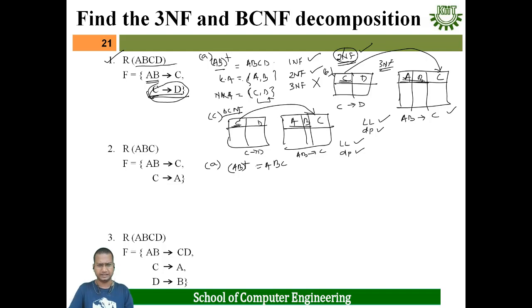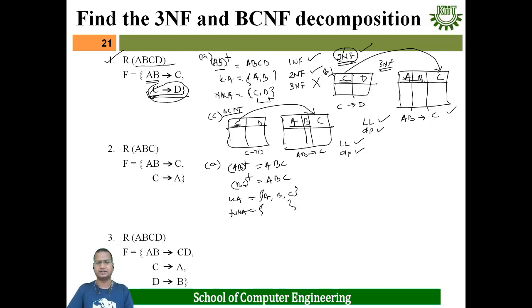Okay, then A can be replaced by C. That means BC closure will be here, ABC. Then C can be replaced by AB. That means AB and BC are two candidate keys. That means what are the key attributes? All are key attributes. A, B, C, all the attributes are key attributes, and non-key attributes are not present.